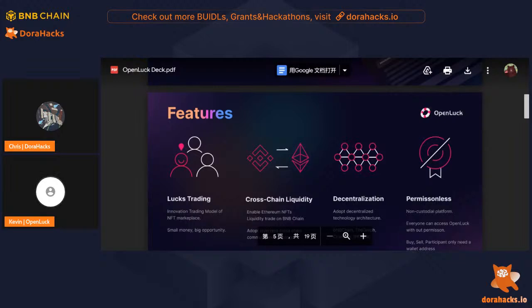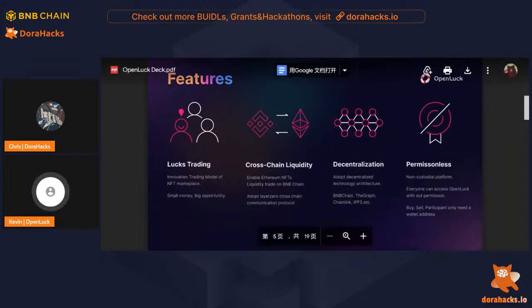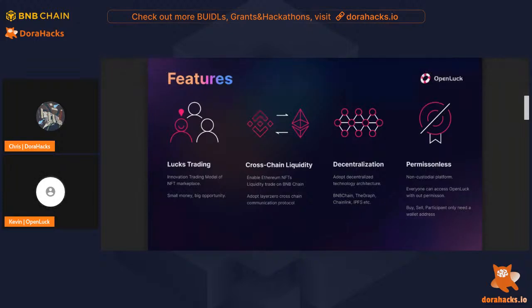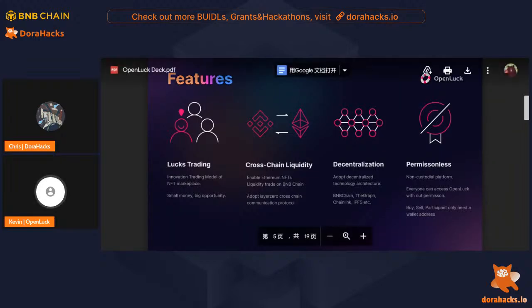And these are our features. First, Luck Trading, an innovative trading model for the NFT marketplace: small money, big opportunities. The second is cross-chain liquidity, enabling NFTs to trade on BNB chain and adopting the LayerZero cross-chain communication protocol. Next, decentralization, adopting a decentralized technology architecture. And the last, permissionless: everyone can access it without permission. To buy or sell, participants only need a wallet address.